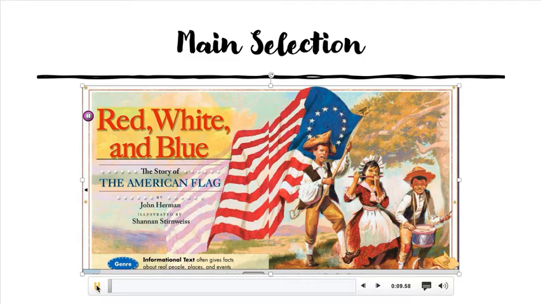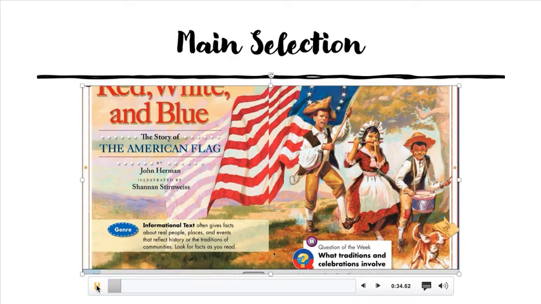Red, White, and Blue, the story of the American flag, by John Herman, illustrated by Shannon Sternweiss. Genre: informational text often gives facts about real people, places, and events that reflect history or the traditions of communities. Look for facts as you read. Question of the week: what traditions and celebrations involve our country's flag?